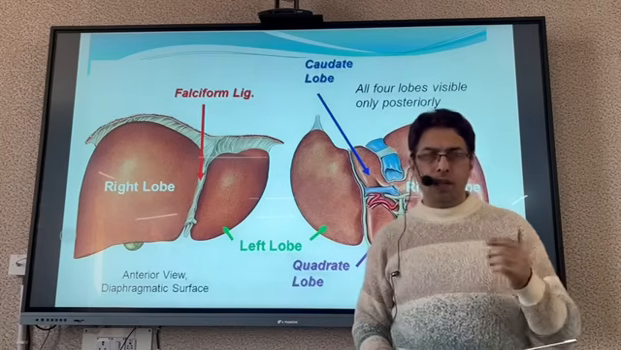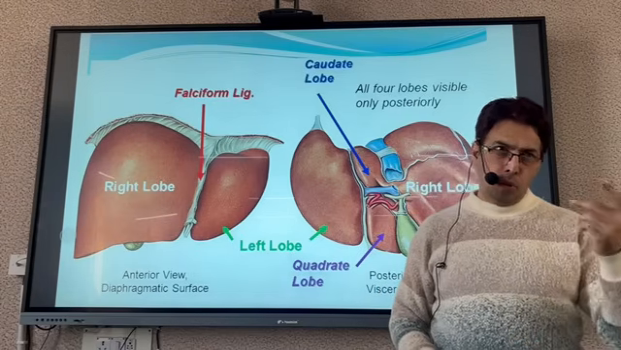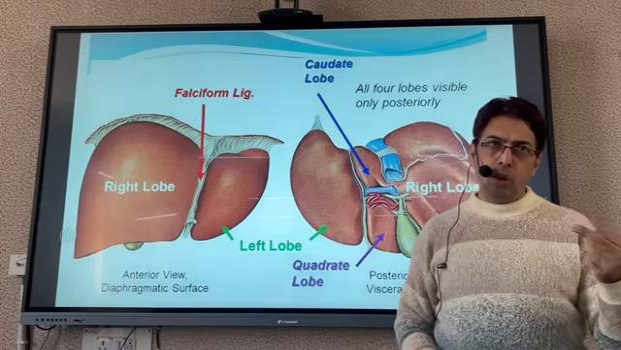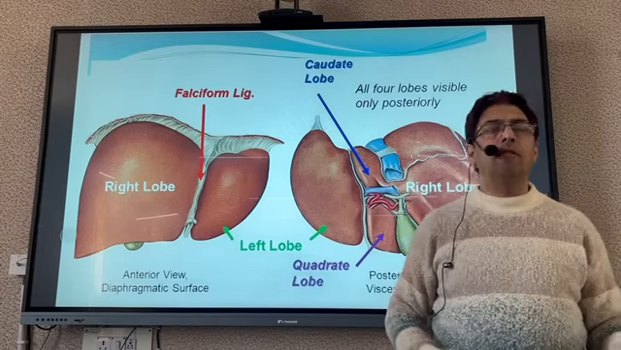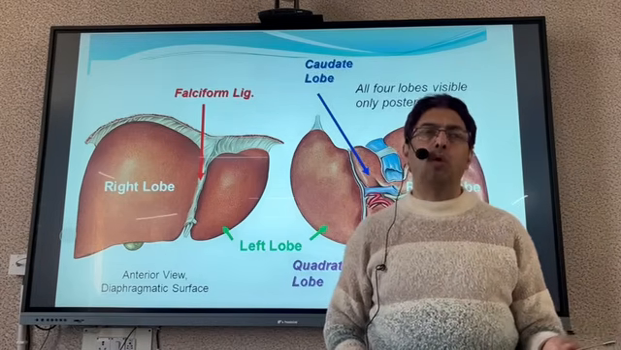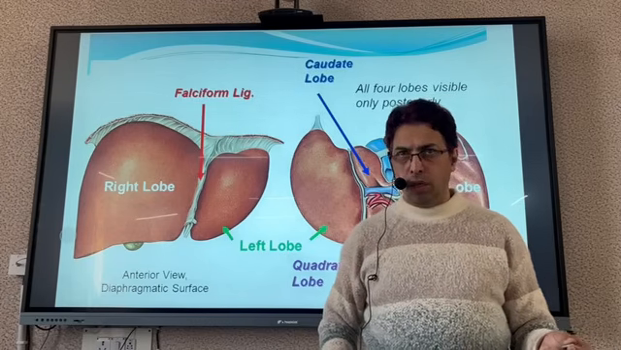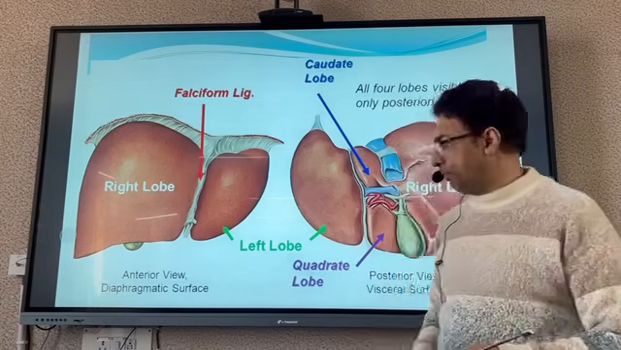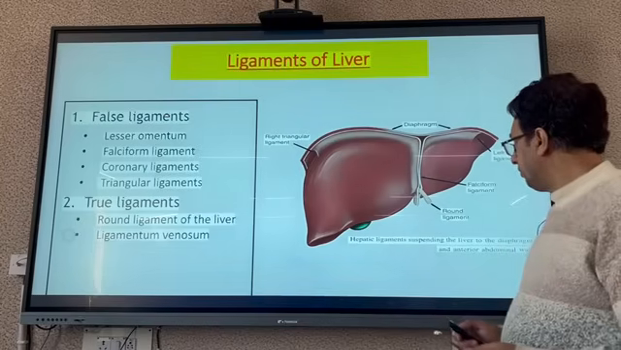So now we have, in addition to the right and the left lobe, how many lobes? 2 more. One is the caudate lobe and the other is the quadrate lobe. So the liver as such has 4 lobes: right, left, caudate and quadrate lobe. So remember that.